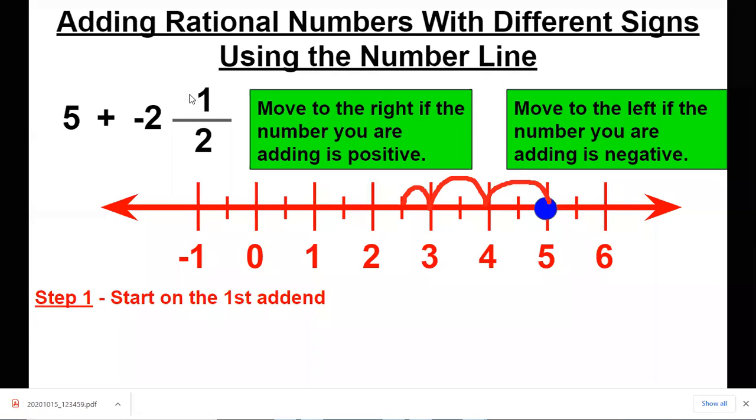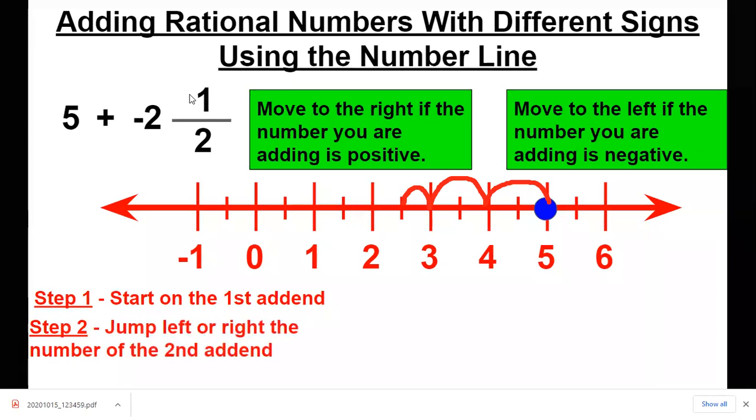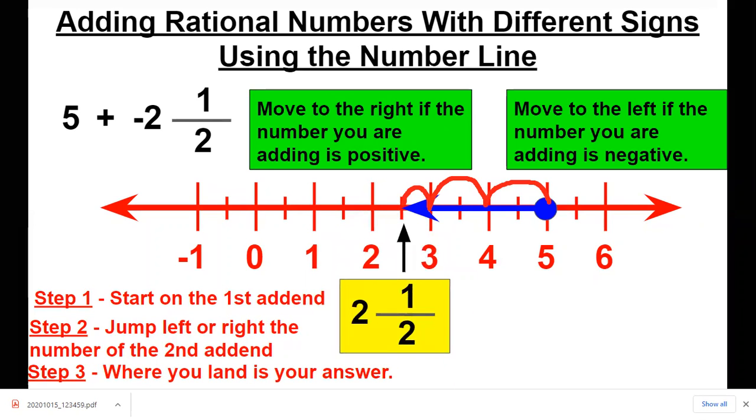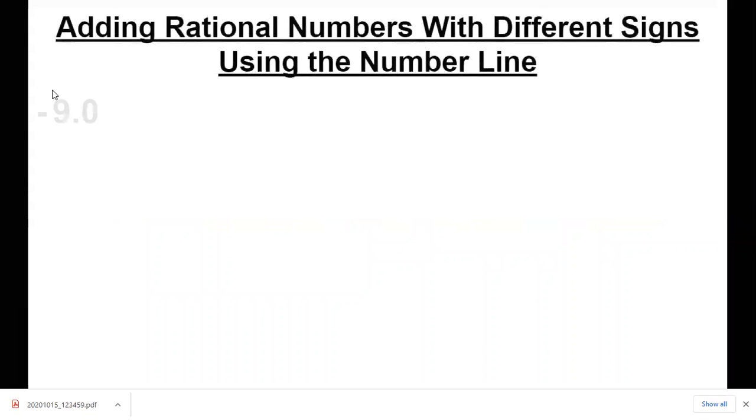Let's see if our arrow stops us there. There it is. And what is that number? Right, it's 2.5, isn't it? There we are. That's our answer. Positive 2.5. Okay, let's try another one.